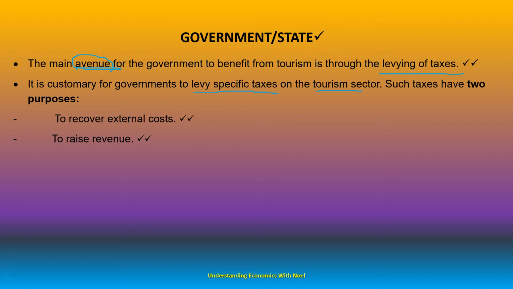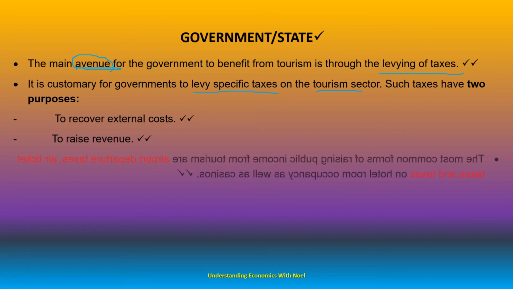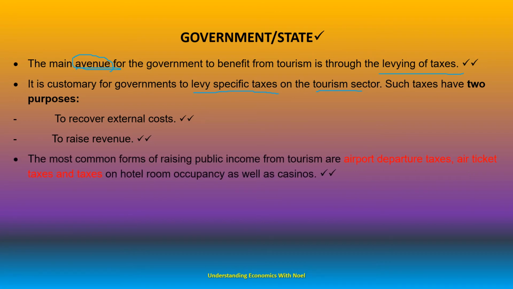Remember, when they raise this revenue, they are going to maintain our infrastructure. They are going to ensure that we do not have potholes. They are going to ensure that these tourists do have a safe place to sleep. They are taking that money for that particular purpose. The most common forms of raising public income from tourism is airport departure tax, the air ticket which you buy, you are taxed, right?